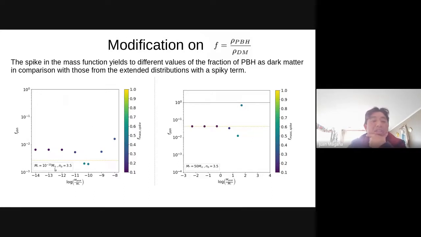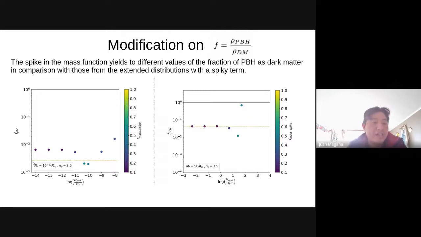Show this plot. In the x-axis you can see different positions of the peak mass for this m star value, 10 to minus 10 solar masses. The y-axis shows the fraction of mass of primordial black holes over the mass of dark matter in the universe. And the colors of the dots represent the maximum fraction of mass inside the spike.